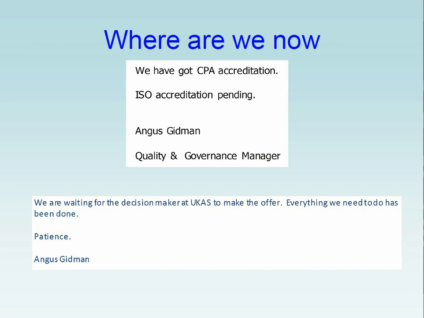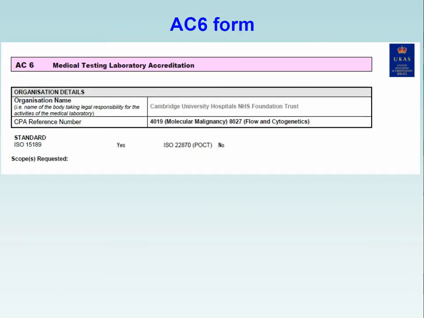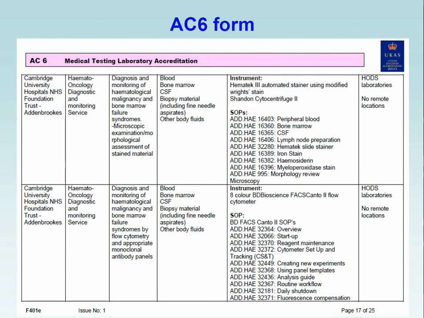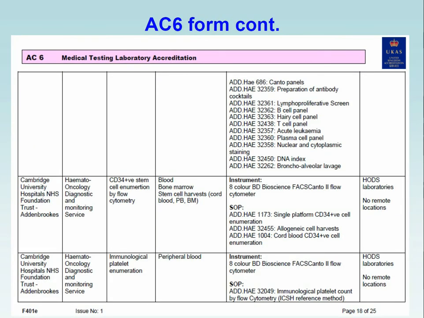Yeah, right. And we're now in the process of filling out an AC6 form, which is what you apply for when you go for full ISO accreditation. And you can see we've learnt the lesson, because now we're listing every single test, all the SOPs. It's much, much more informed.